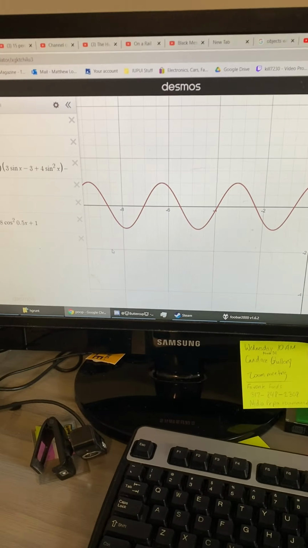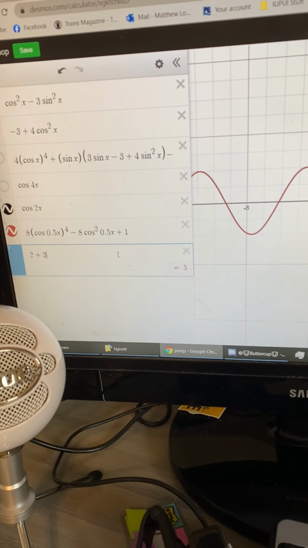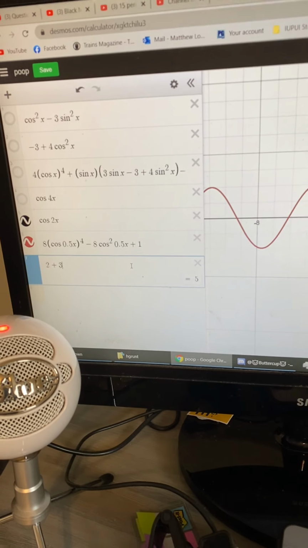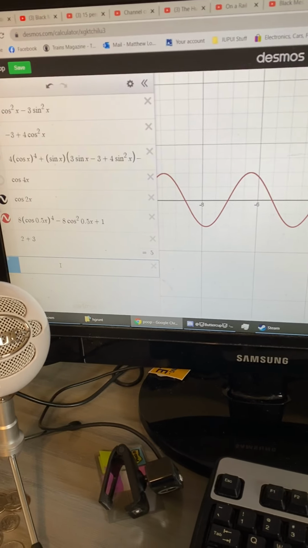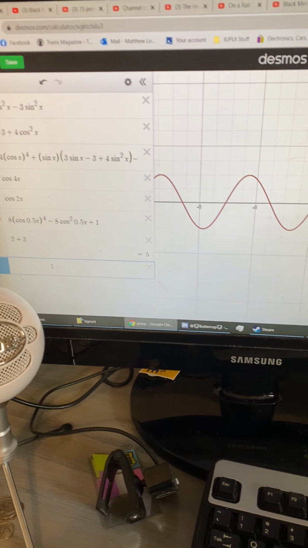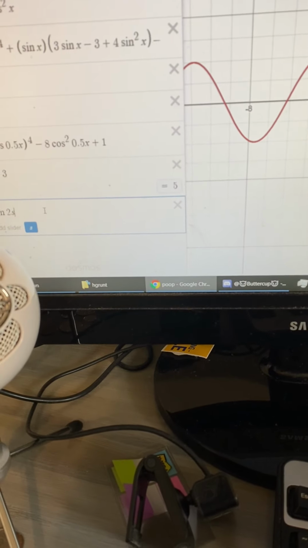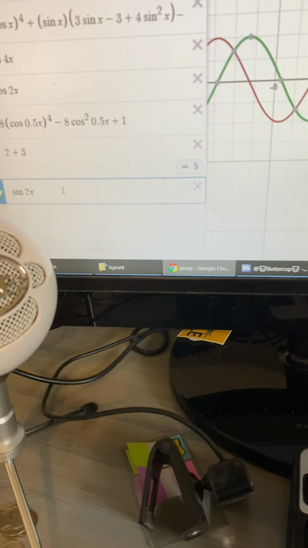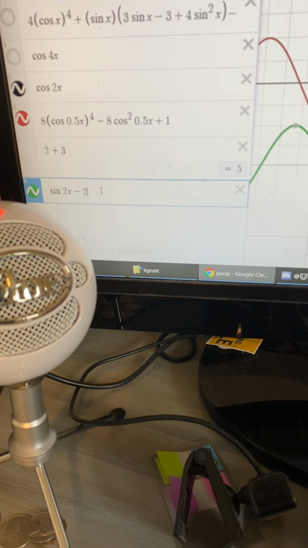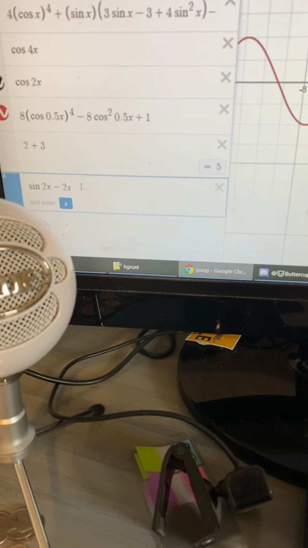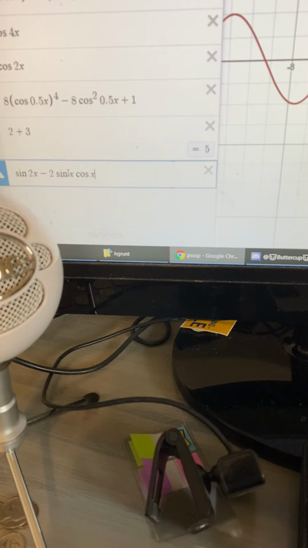But this is also a really easy way to check. You can use it as a basic calculator. So let's just do 2 plus 3, and you can see 2 plus 3 is in fact 5. And you can also use it to check things that you think might be equivalent. So let's do sine of 2x, and I'm going to check to make sure that the identity is true, that sine of 2x is 2 times sine of x times cosine of x.